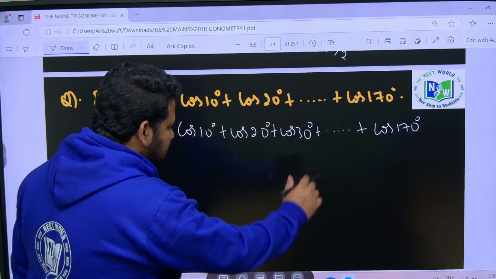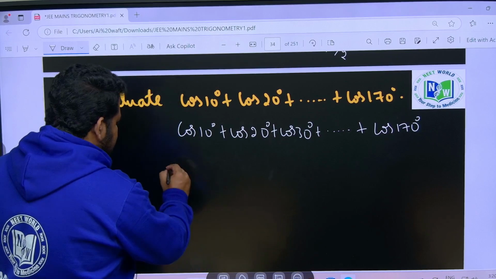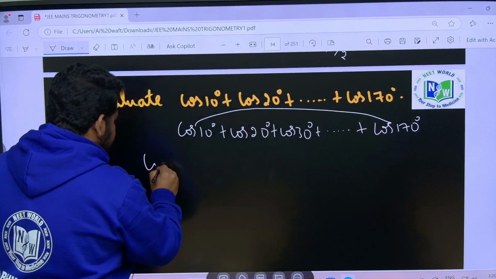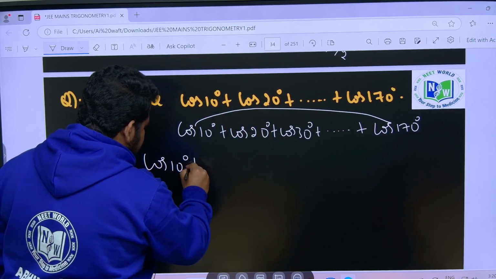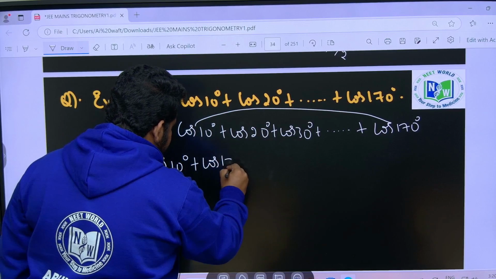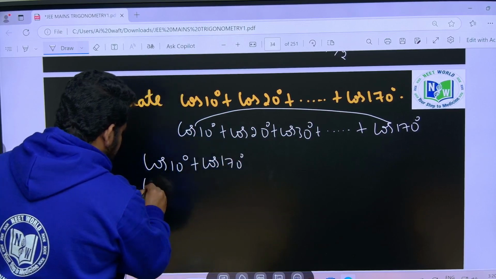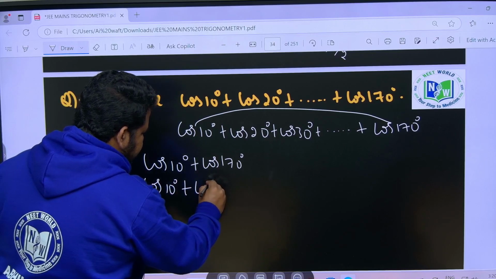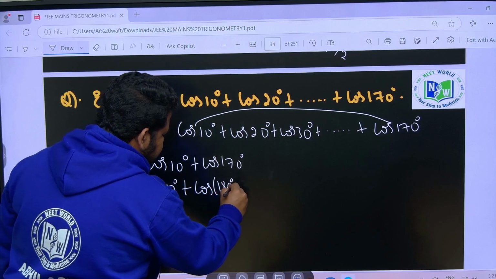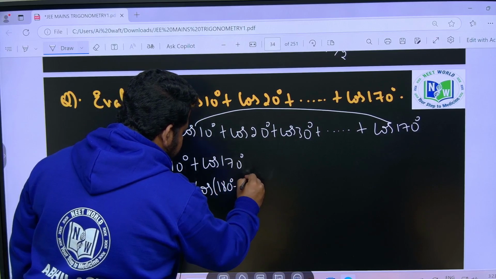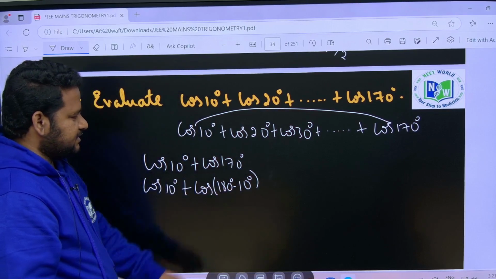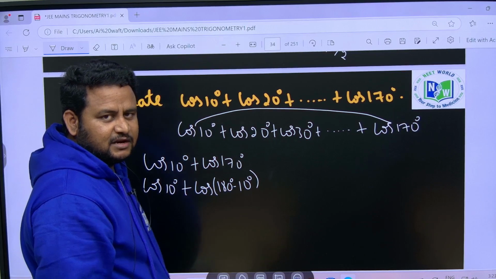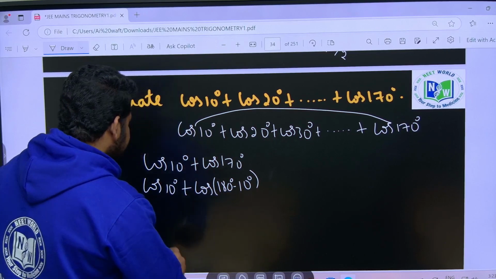Let me see how I can write cos 170. Let me take these two: cos 10 plus cos 170. Cos 170 I can write as what, friends? It is close to 180, so 180 minus 10 degree. Cos of 180 minus 10 degree. 180 is an even multiple of pi by 2, so it will remain the same.